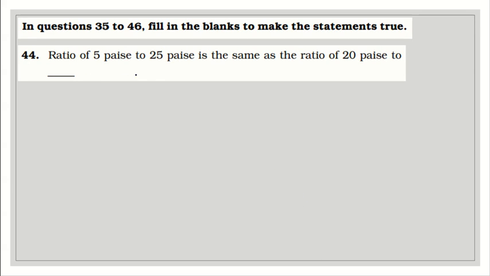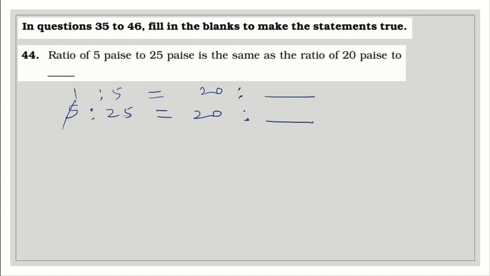The ratio of 50 paise to 25 paise. So, that means 50 to 25 paise is the same as the ratio of 20 paise is to dash. It is easy. Finding the missing term in the proportion, you know how to do it. Here if I cancel with the 5, 5 ones are 5, 5 fives are 25, and here 20 is to dash.